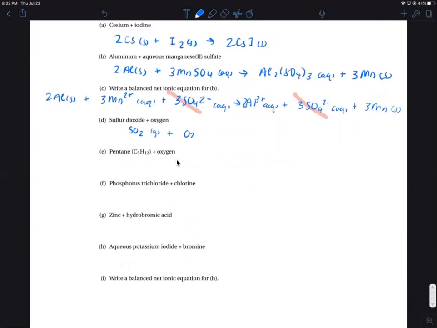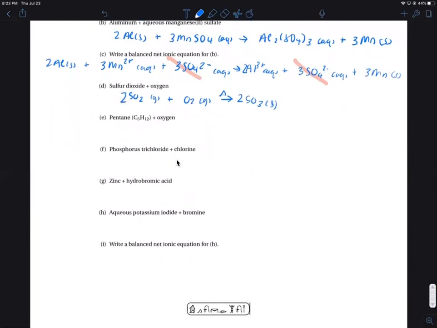These are both gases. So we do that, and then SO3, which is also a gas. So 2 goes there, 2 goes there. For part E, we have pentane and oxygen. So that's going to form CO2 and water. So that's 6 and then 5, yeah.